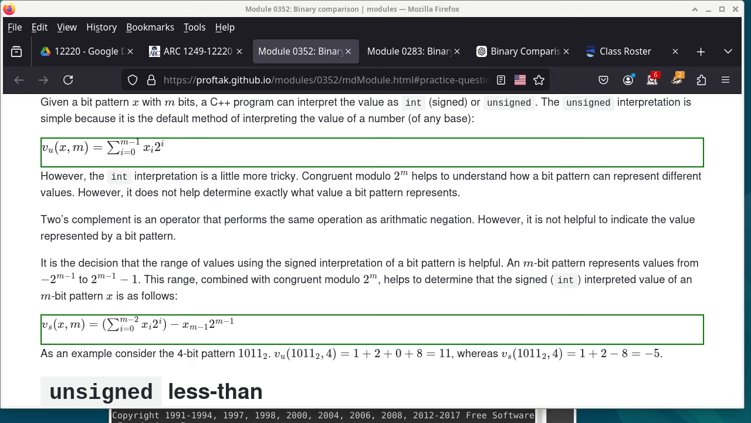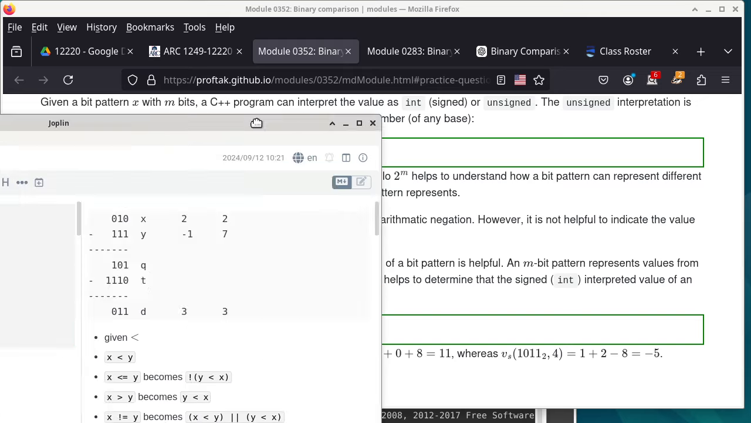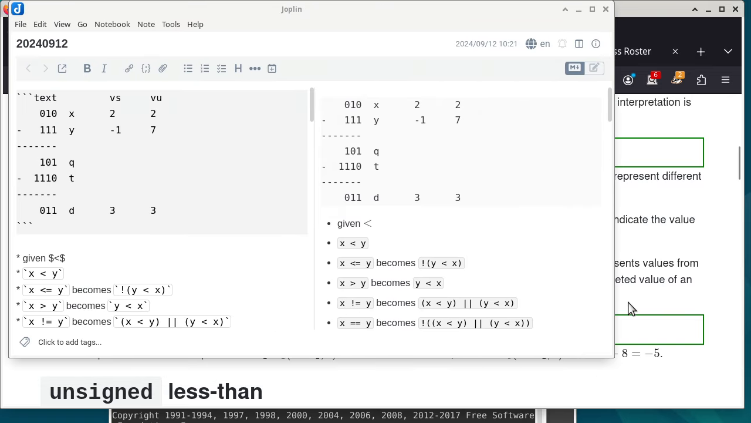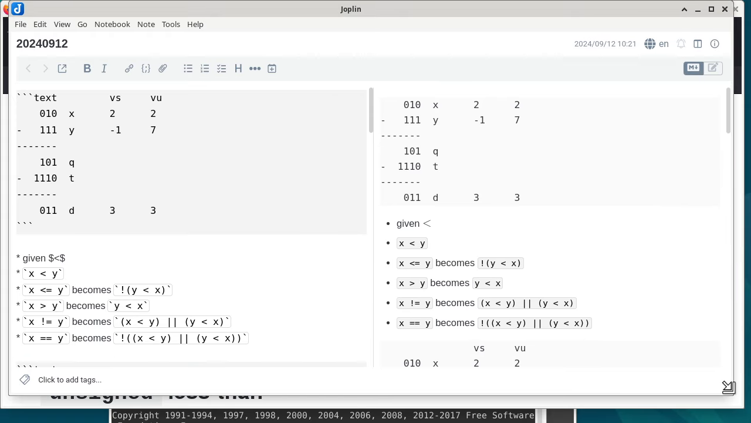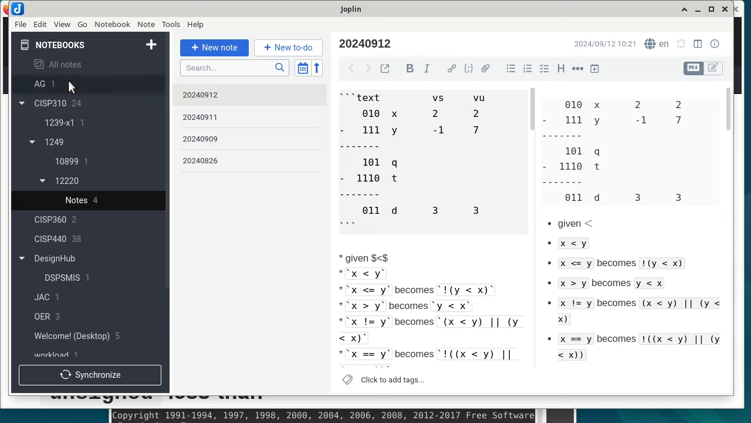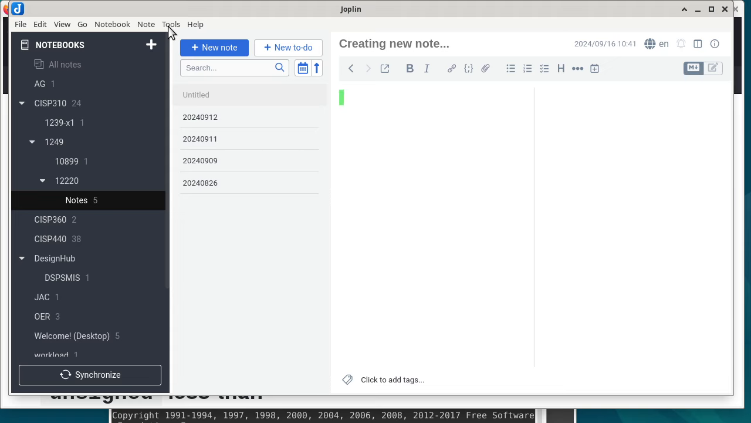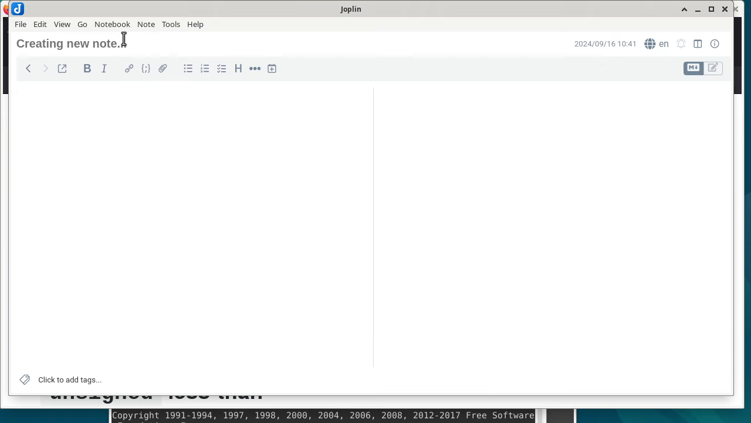What I'm doing right now is really a review of the material that we have already talked about. There's nothing new in what I'm talking about right now. I'm using Joplin to do this, because everything can be saved in Joplin. So in case you're interested, at the end of a lecture I can always give you the markdown file that I'm capturing in class. So this is CISP 310, and I am in this particular section. Let me add a new note, and I'll mark this as 2024-09-16, which is today's date.